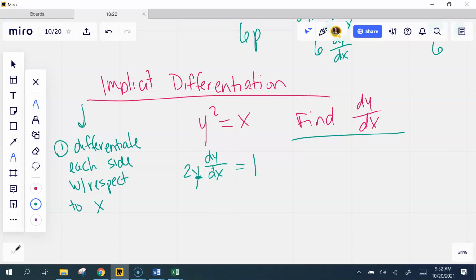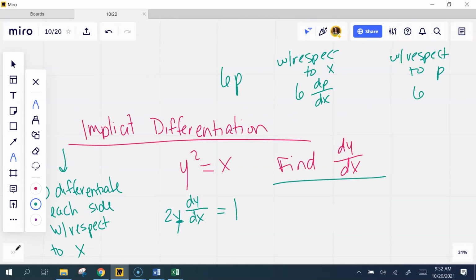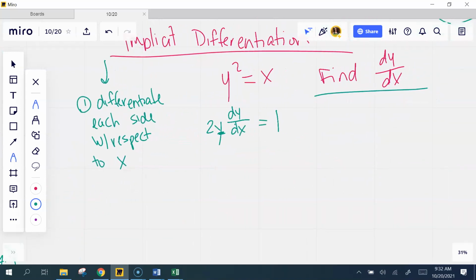Because if it's with respect to another variable, look at this one, you just go all the way around. If it was with respect to k, it would be dp dk. It would just be 6, because dp is 1. Okay, so back to this one.